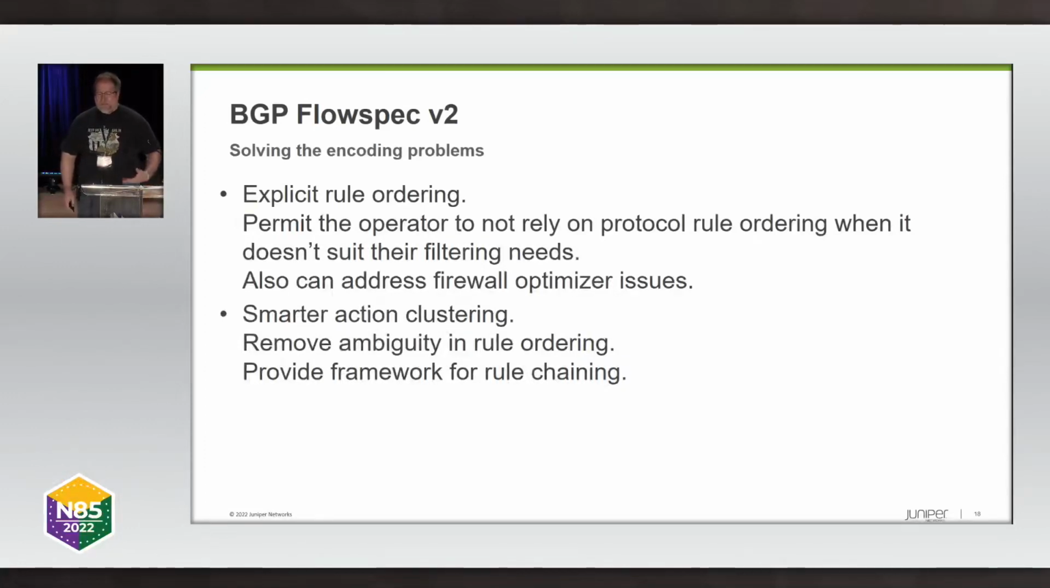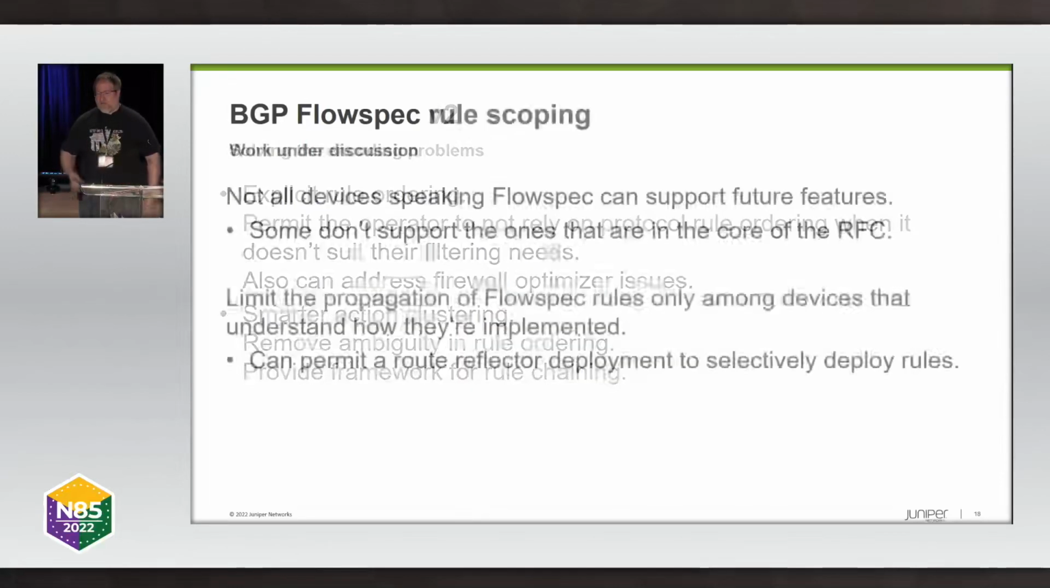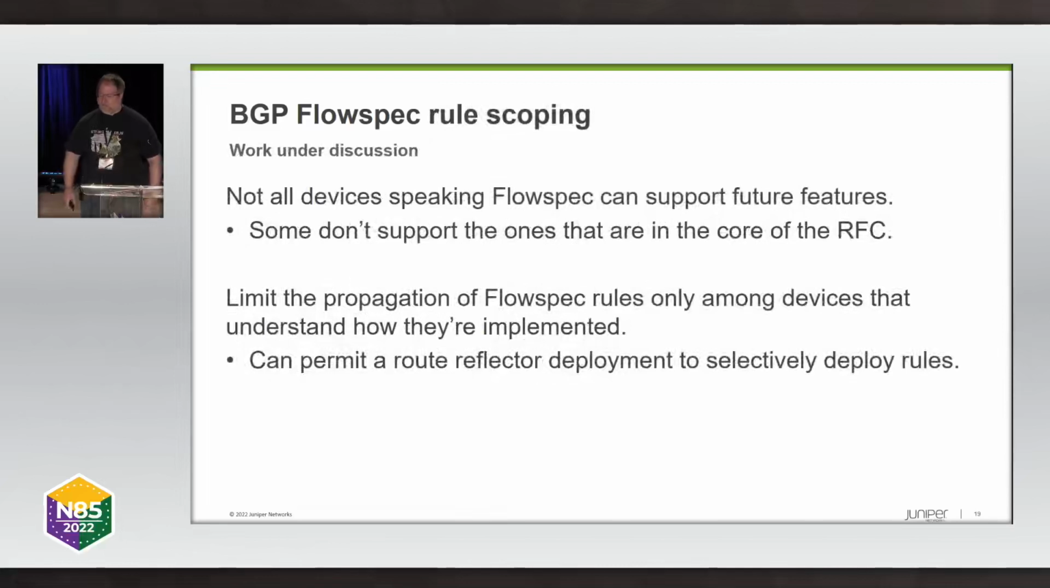It also allows us potentially long-term to do, in the Flowspec v2, smarter action clustering. Right now, if you have features such as redirect IP, redirect to VRF, and we have additional things like redirect to path ID, we're starting to see these things as additional rule chains have interactions with each other. Having the protocol be clear about how they work together is important.